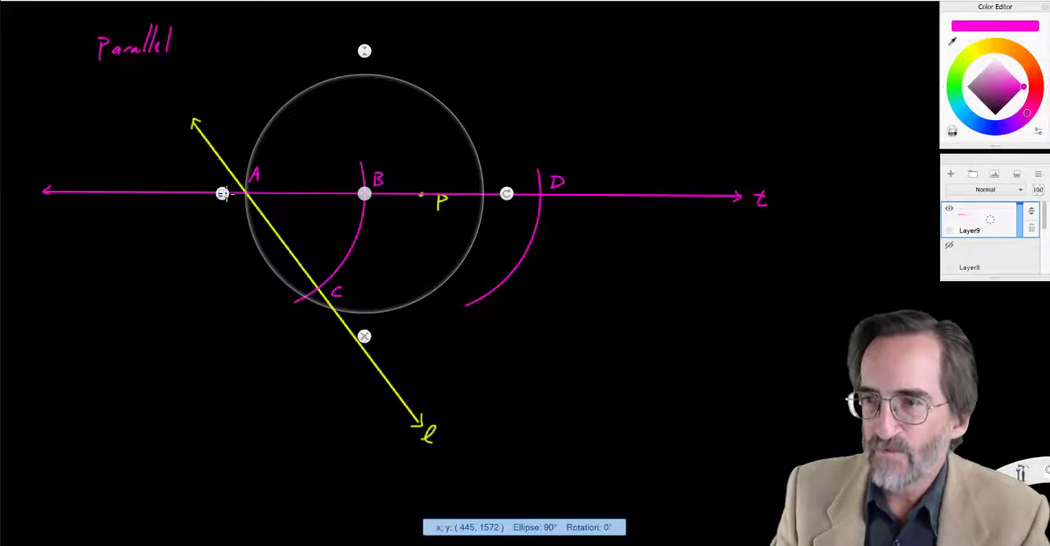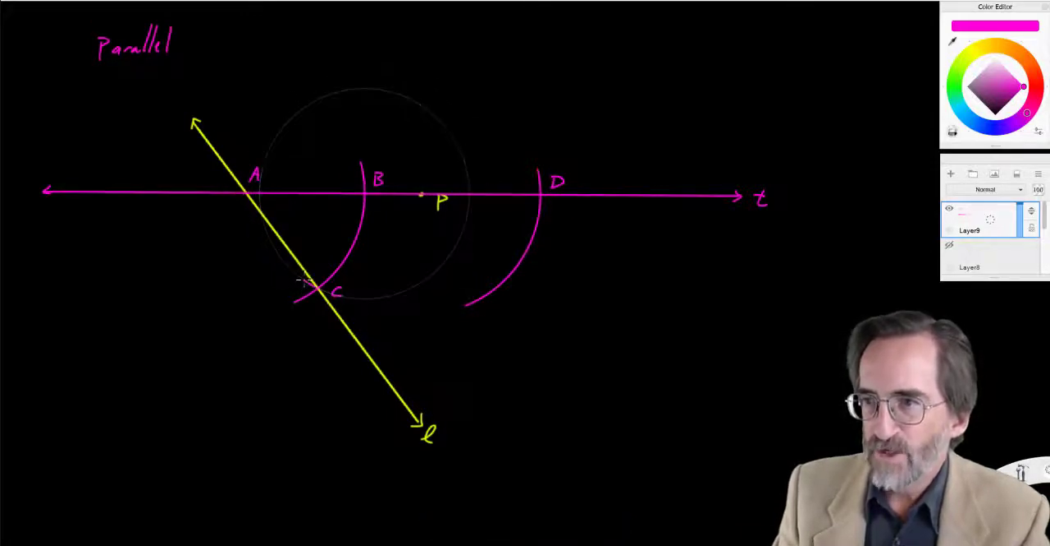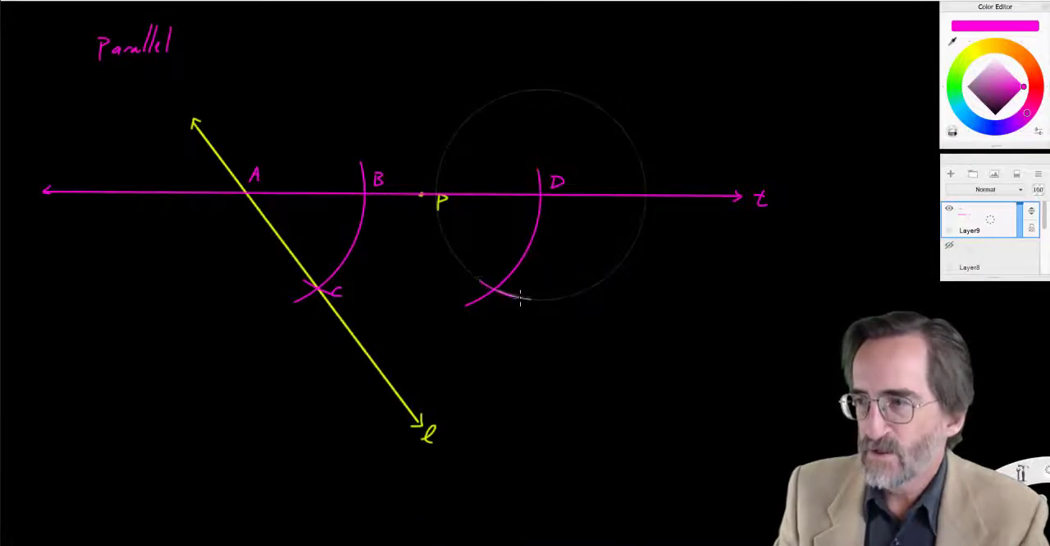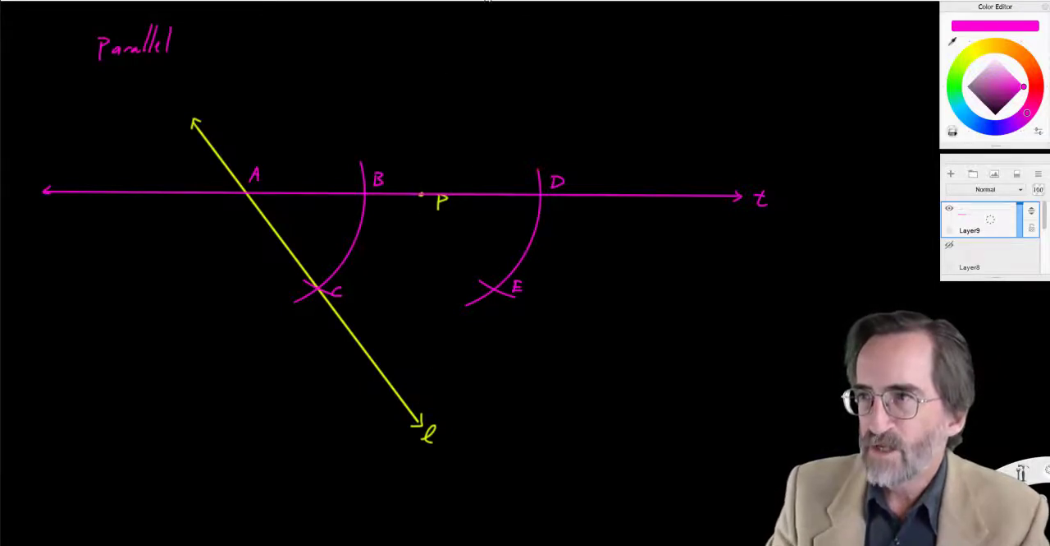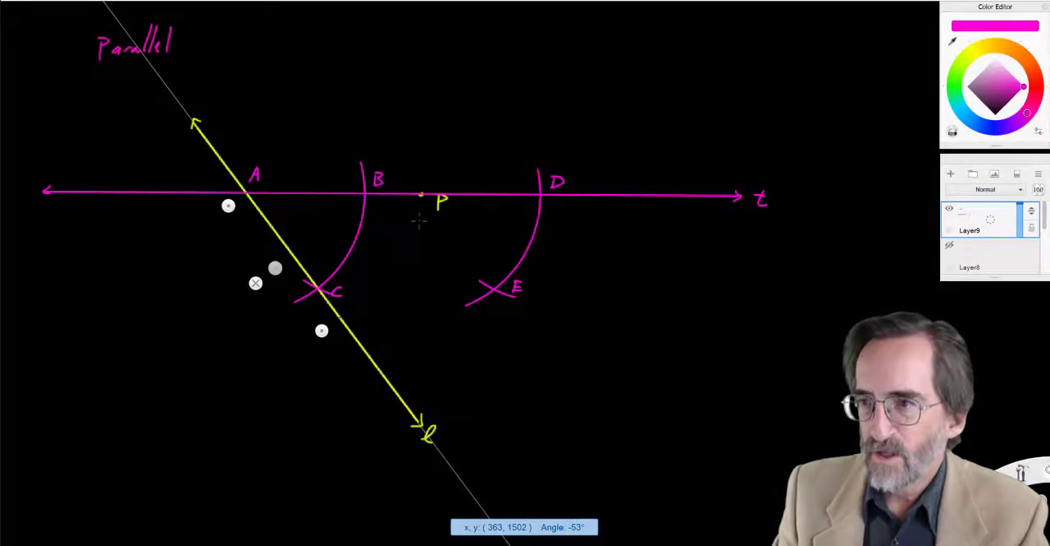Now I'm going to take my compass and measure the distance between B and C. Remember, to measure requires a compass. So I'm going to measure BC, and I'm going to copy that arc to D. That intersection point we'll call E. That's the letter we're on. And we'll draw a line through P and E.